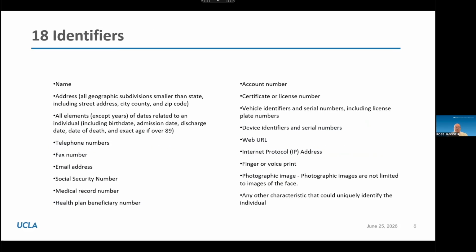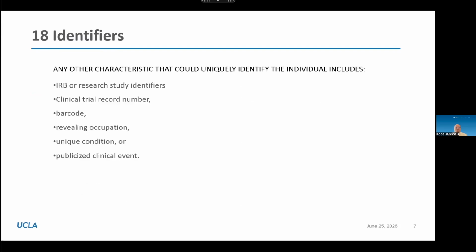So here are the 18 identifiers that are outlined in HIPAA. I won't go through all of them individually, but you can see it's a lot of direct identifiers like addresses, elements of dates like birth date, admission date, discharge date, date of death, fax numbers, email addresses, social security numbers, account numbers, certificate and license numbers, vehicle license plates, URLs, finger and voice prints, and the last item is any other characteristic that could uniquely identify the individual, which is a pretty broad category.